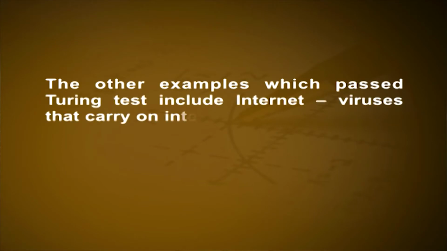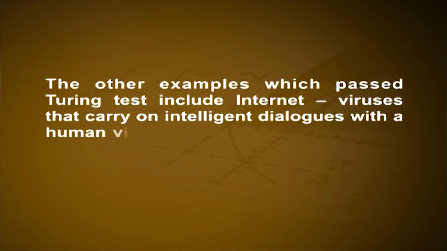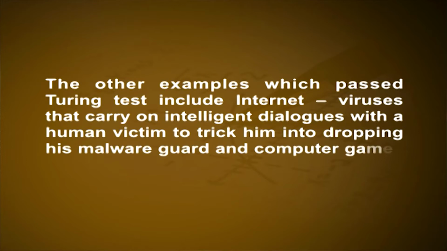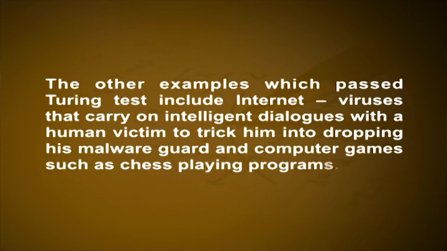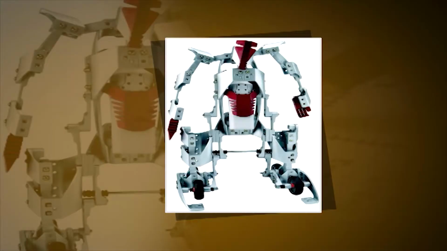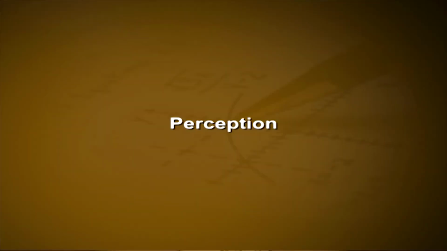The other examples which pass the Turing test include internet viruses that carry on intelligent dialogues with a human victim to trick him into dropping his malware guard, and computer games such as chess playing programs. The robot dogs that project adorable personalities by tilting their heads or lifting ears in response to a sound are examples of intelligent robotics.